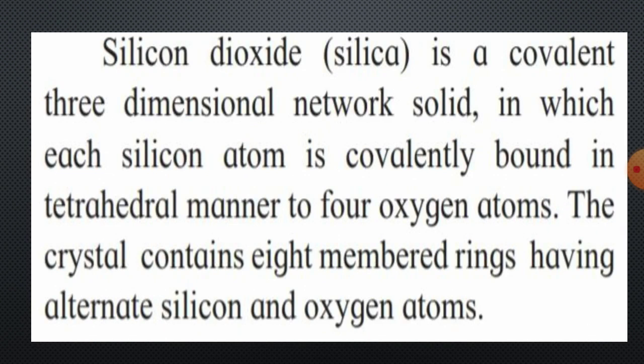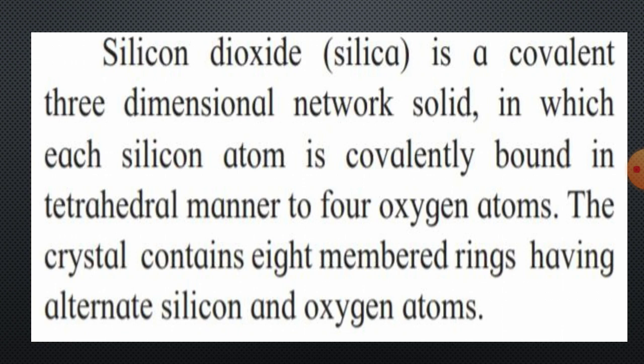Silicon dioxide, that is silica, is a covalent three-dimensional network solid. The compound, your silicon dioxide, is formed by covalent bonds, it has a three-dimensional network and is in the solid state, in which each silicon is covalently bonded in a tetrahedral manner to 4 oxygen atoms. It means one atom of silicon is bonded to 4 atoms of oxygen. You keep silicon in the middle, then 4 atoms of oxygen at 4 different places, and these silicon and oxygen are bonded by covalent bonds.